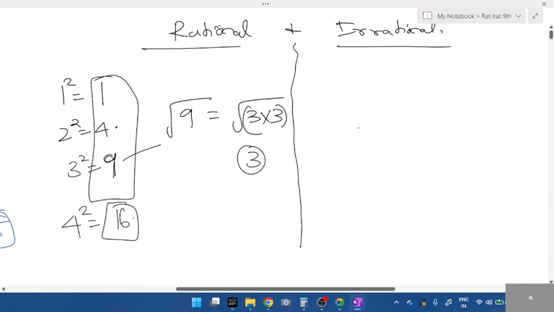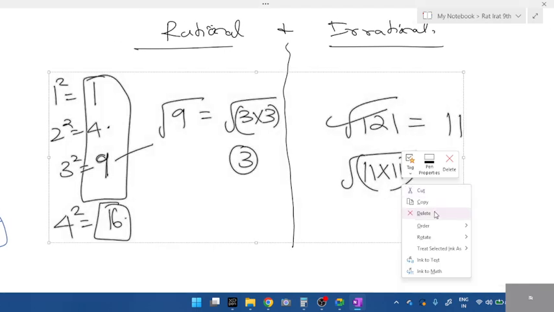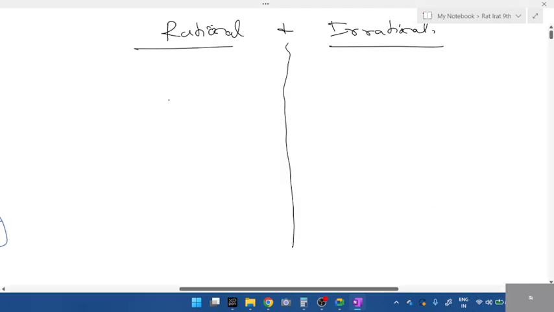I told you all to memorize 1 to 20, students. What is square root of 121? 11. How many times 11 is multiplied in 121? 11 into 11 twice. So 121 is a perfect square. Understood? All perfect squares come under which one? Rational number. Yes. Now let me take square root of 1 is 1.